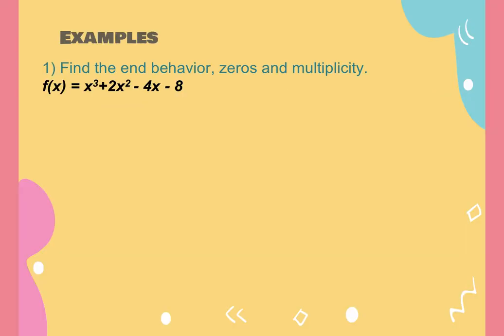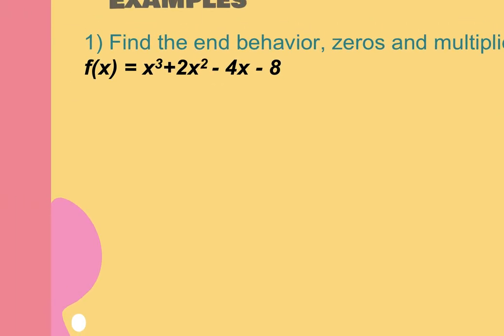All right, so this one says find the end behavior, the zeros, and the multiplicity. So the first thing I'm going to do is make sure it's in decreasing degree order, which it is. Then I look at my highest exponent, which is what? Odd, and the number on the front, positive or negative? Positive. So if it's positive odd, what's my end behavior? Falls left, rises right.